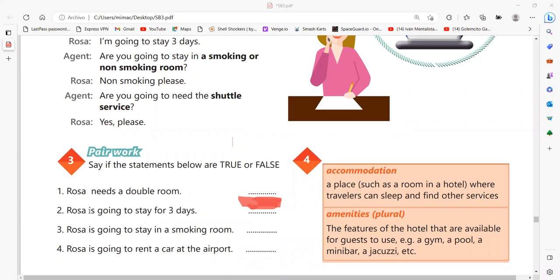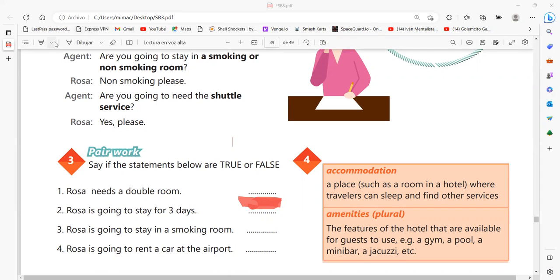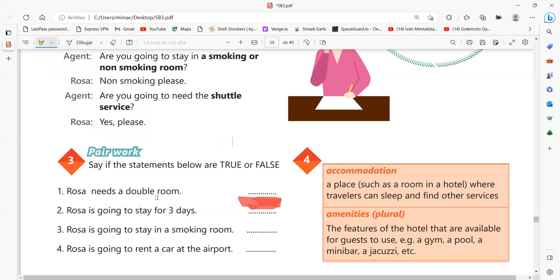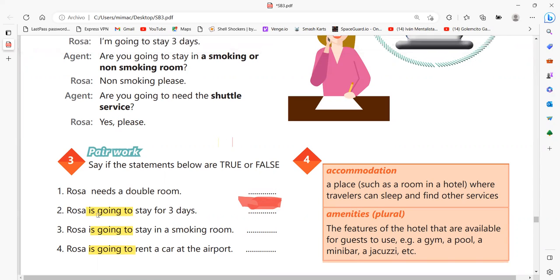And if you notice here, is going to is the structure that we are going to study today. Why? Because in here you have the structure back in context, okay? You have is going to, okay? Is going to in third person singular, is going to. So in here you may notice that we use the structure subject is going to, and the verb must be in infinitive because this word to is part of the structure. Is going to, I'm going to, are going to. In this case, it is only is because the subject of the sentence is Rosa, third person singular, okay?